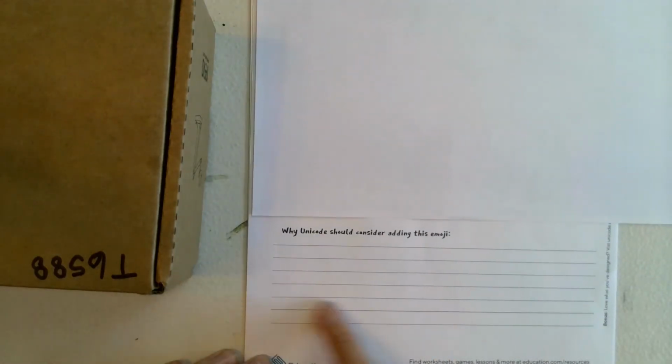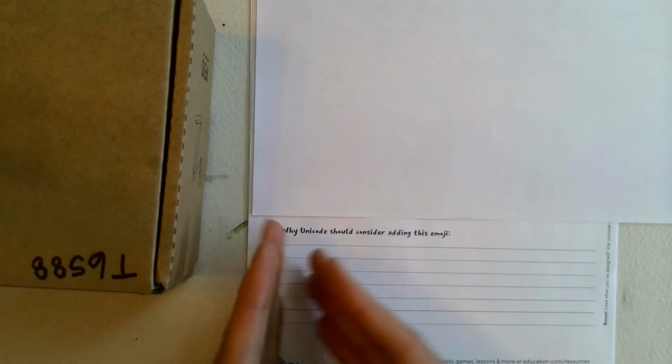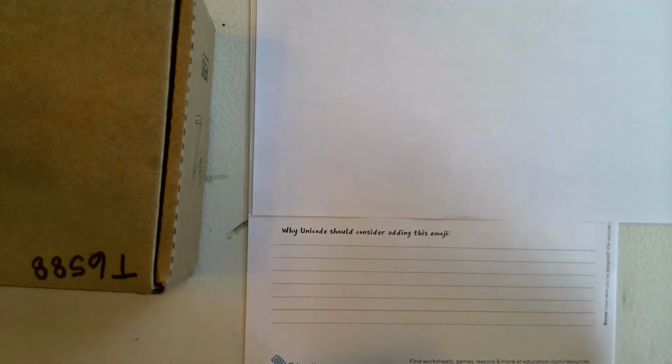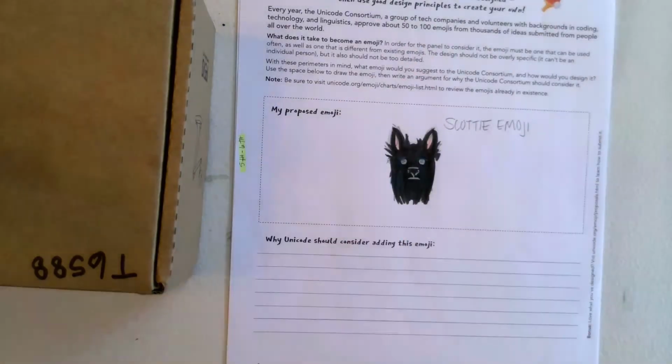But right down here is where you would put your argument. So I think this would be a good emoji because of this, and then reasons why, like you're listing your reasons why you want to do this particular emoji. So here's my example here. I decided to do a Scotty because I'm a little bit obsessed with Scotties, not gonna lie.